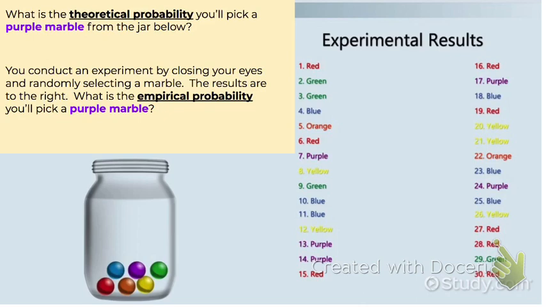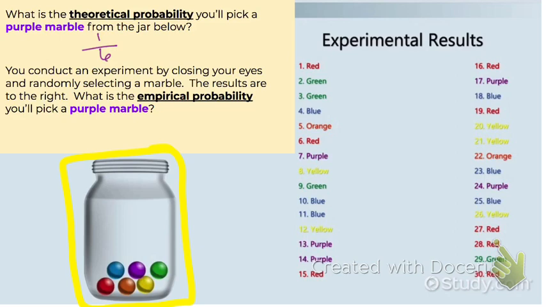If we're just focusing in on this jar, there are six different marbles in the jar, so there are six possible outcomes. That's our denominator, and one of those is purple. So the theoretical probability would be 1/6.